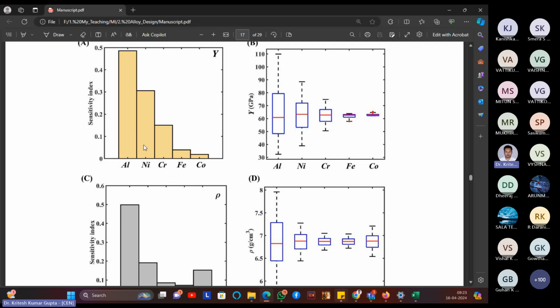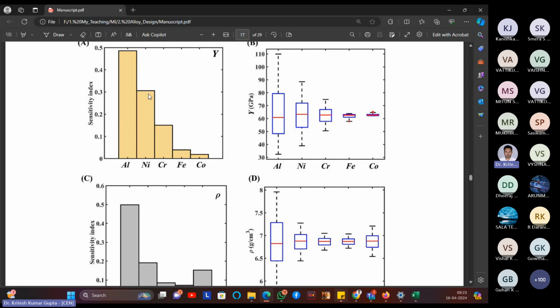What we are observing here is that variation in aluminium has a very high influence on the stiffness, right? That's what is shown with this sensitivity index as well. Then variation in nickel also has an effect, followed by chromium, followed by ferrous, and followed by cobalt. This gives us an idea of what will happen if an individual parametric variation takes place. If aluminium is varying a lot, we can expect a very huge variation in the stiffness. That's what we are getting out of this.